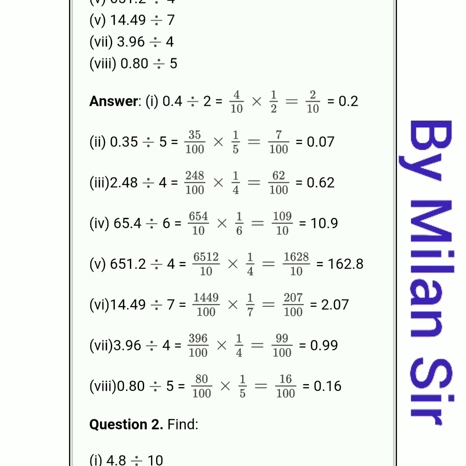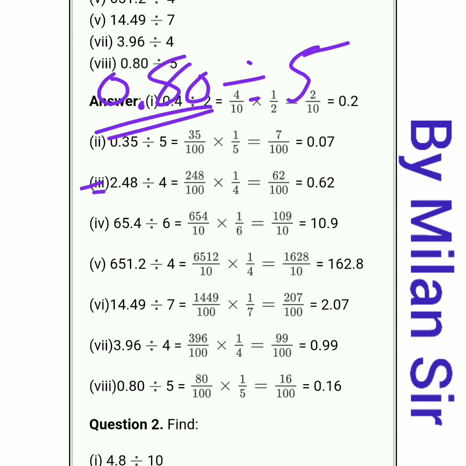Then question number 8. 0.80 divided by 5. So first of all ignore the decimal point, so it is 80, right? Then divide by, here after the decimal point two digits are there, so we need to put two zeros, that means 100. After the decimal point we have two digits, so in the denominator we need to write 100.